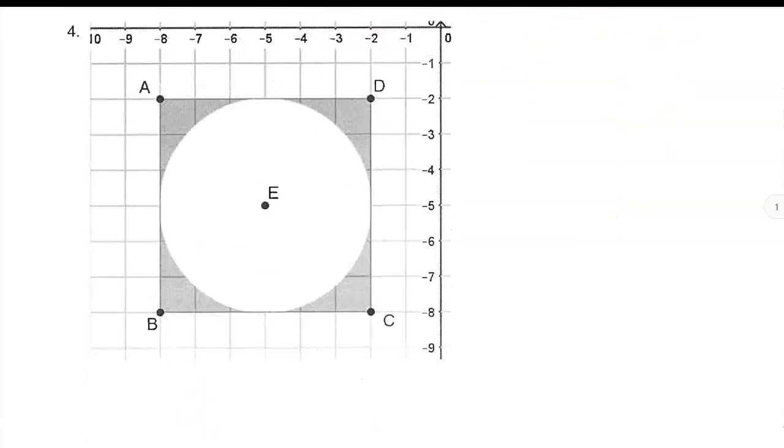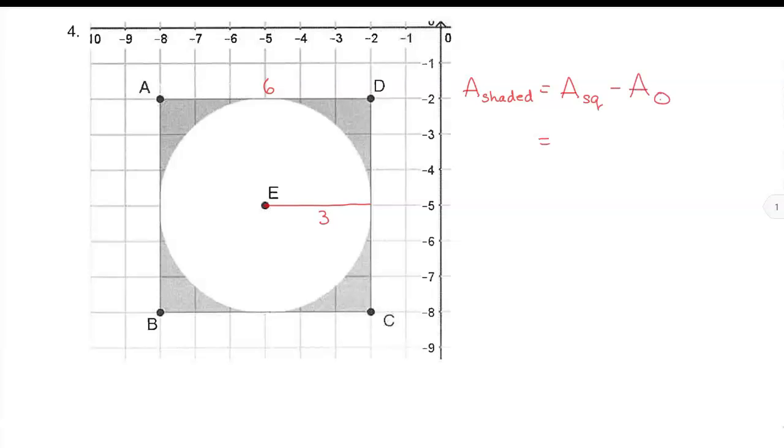Number 4, we have the same idea, but it's not 2 circles. Now we have a square and a circle. We're going to do the same idea where we find the area of the outside shape and subtract the area of the inside shape. Right now, you can see the square has side length of 6, and then the circle has a radius of 3. Here's what I'm thinking. Area of the shaded region will be area of the square minus area of the circle.